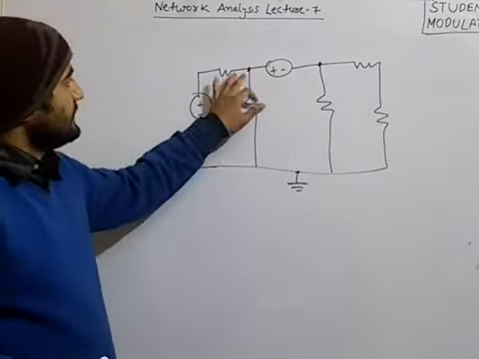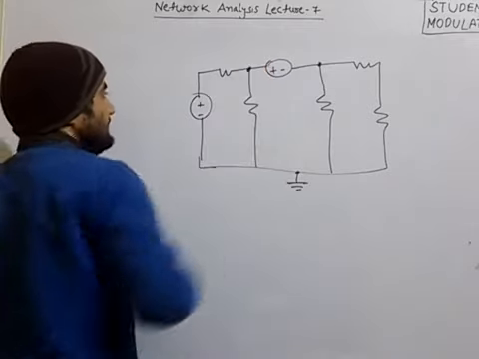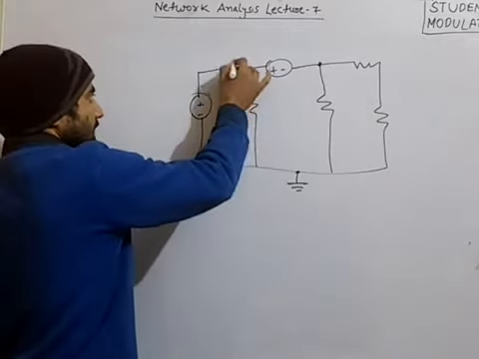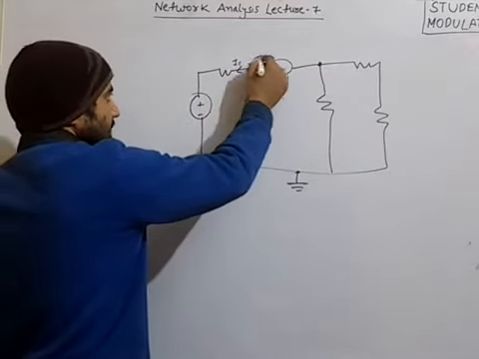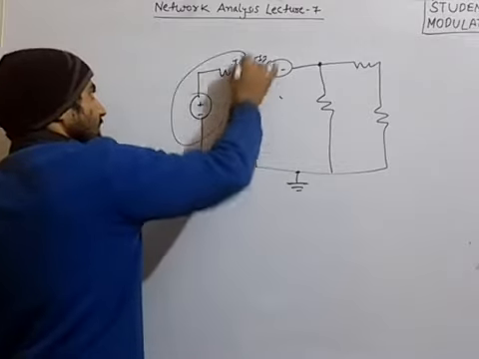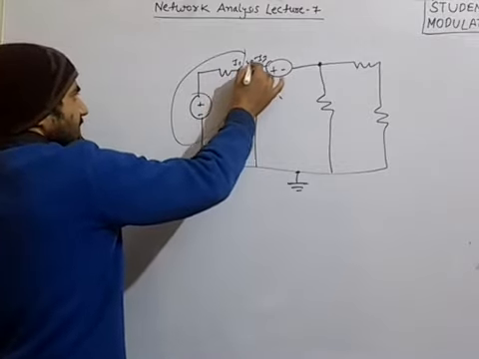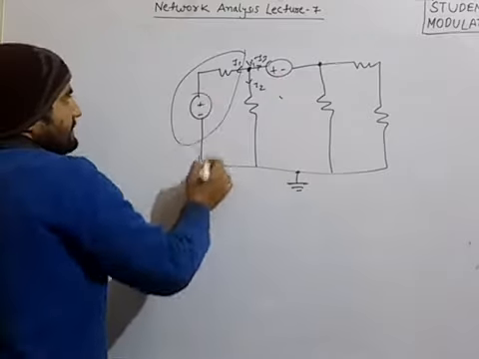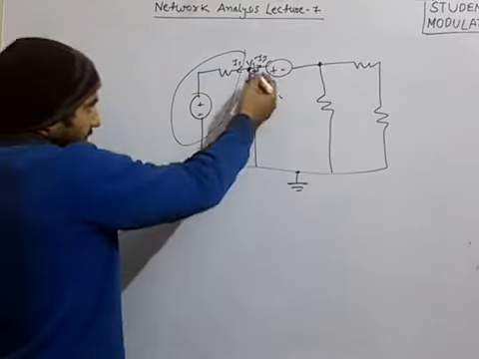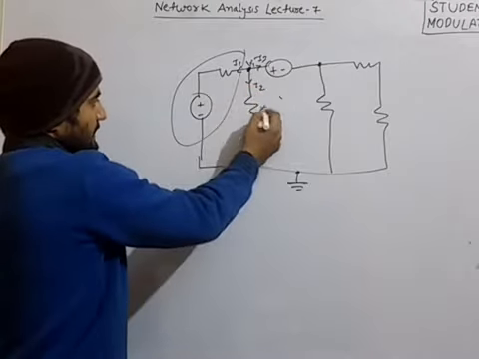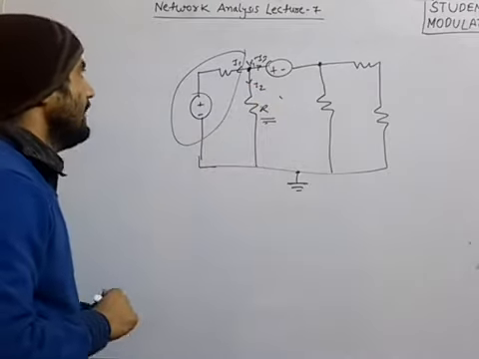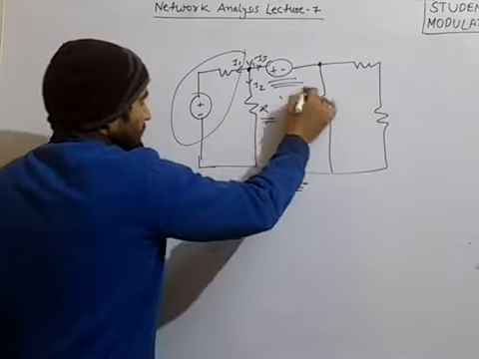Next, at these two nodes we have to apply KCL. When we apply KCL at this node, we have to find the current through this, through this, and through this. This current can be found easily: V1 minus V divided by resistance. This current can also be easily found: V1 divided by whatever the resistance value is. But what about this voltage source?